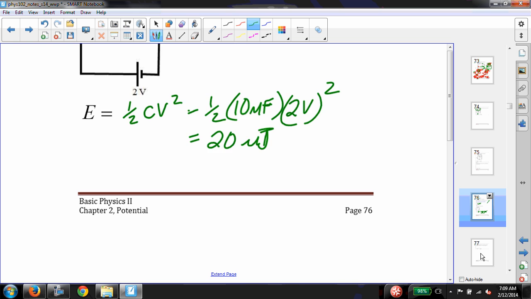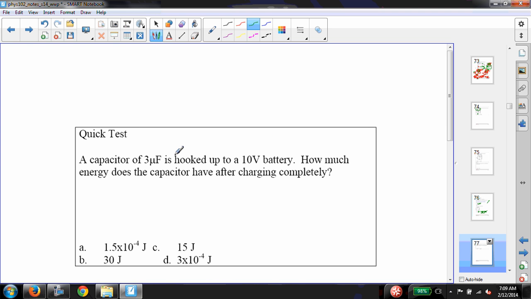I think there is a quick test question here. Yeah, so this one is very simple. Something that we'll see a little bit later is that the amount of energy on the capacitor increases with time. And we'll see this in the next chapter. If we plot the energy, or we can also think of it as the charge versus time, when you hook up a capacitor, it actually increases with time. And at some point, that energy maxes out.